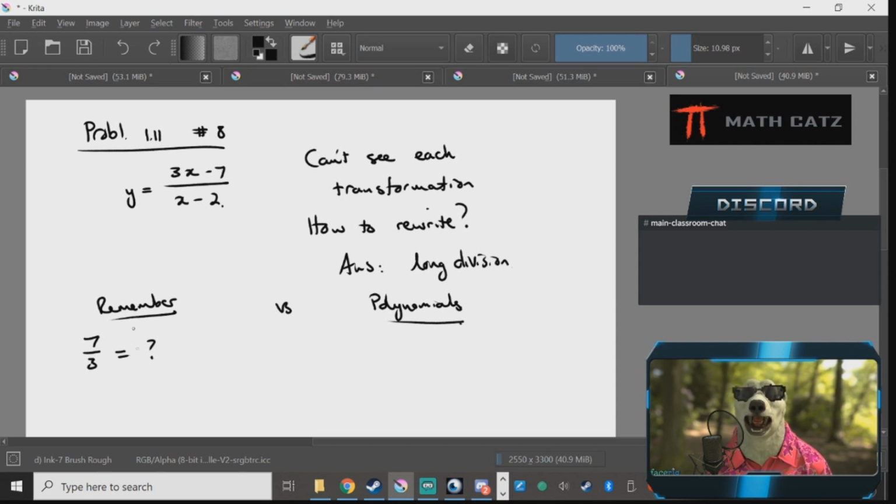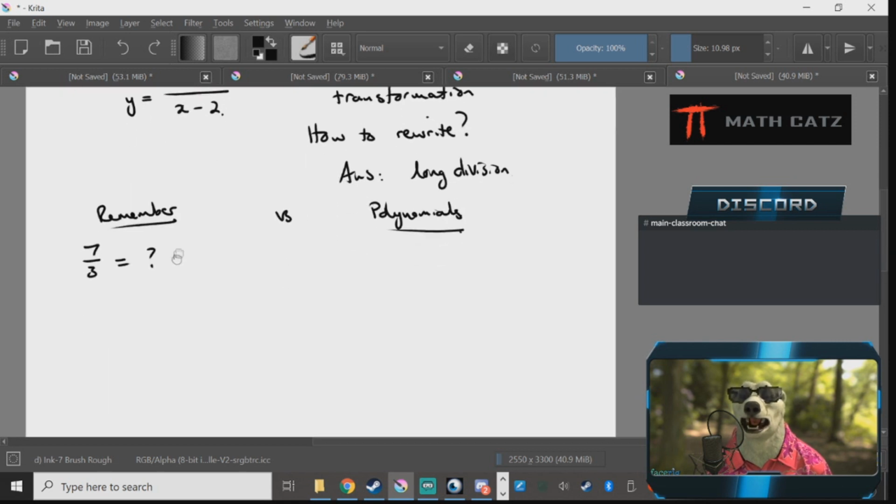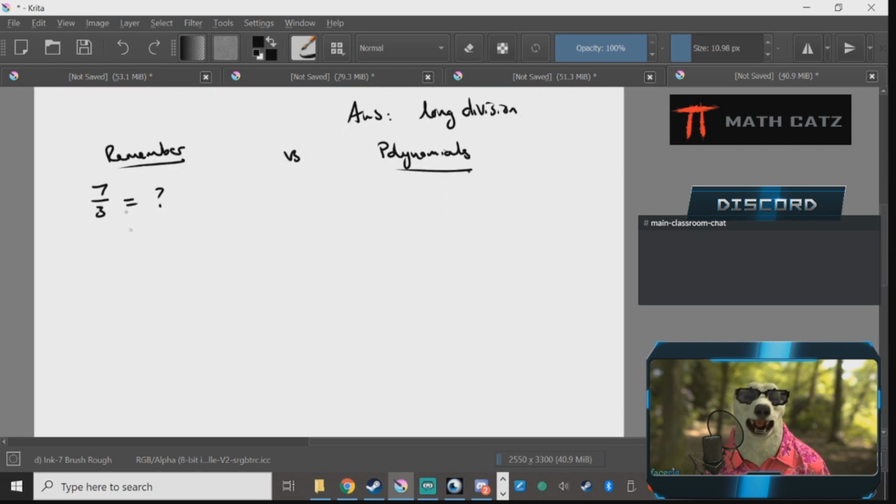How do I do that in elementary school? See, I'm not asking much. I'm asking elementary school stuff. Well, this is equivalent to 7 divided by 3. So that means 7 is inside the house, 3 is outside the house. I'm dividing 3 into 7. 3 goes into 7 how many times? 2 times. 2 times 3 is 6. That's how much I've used. I take that away. I have 1. And that is what we call the remainder.